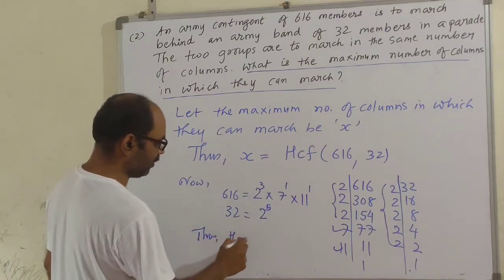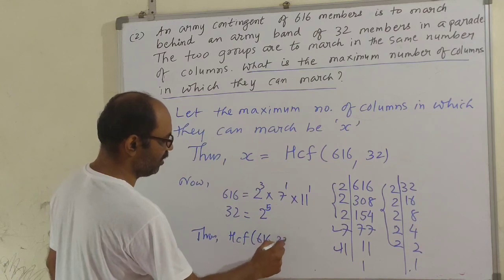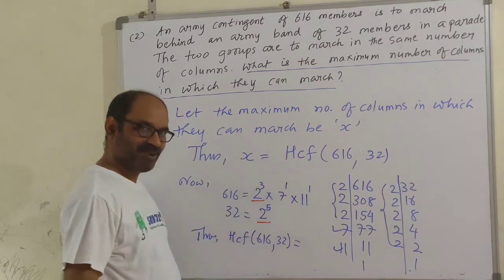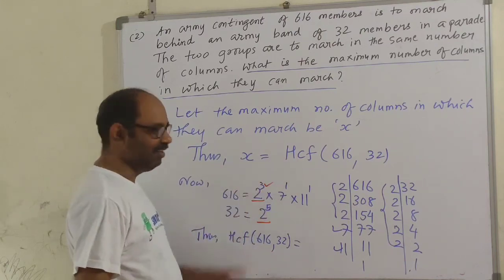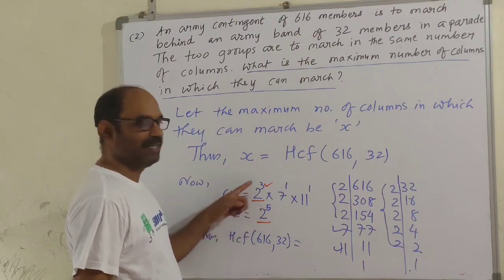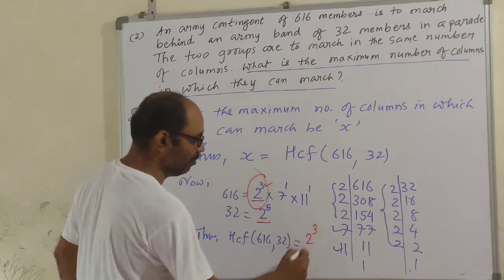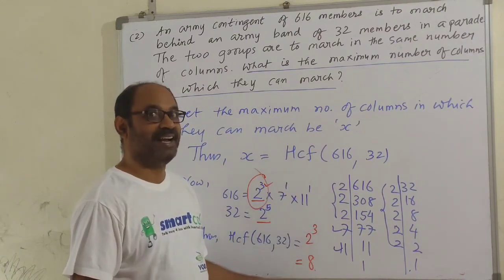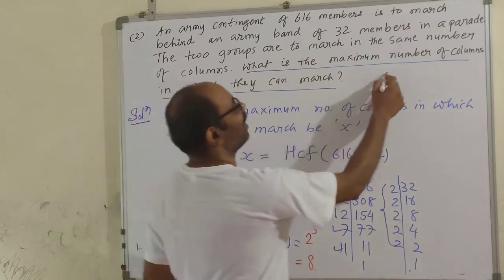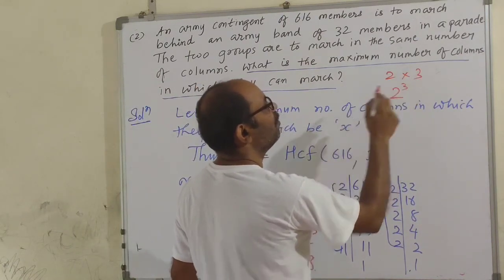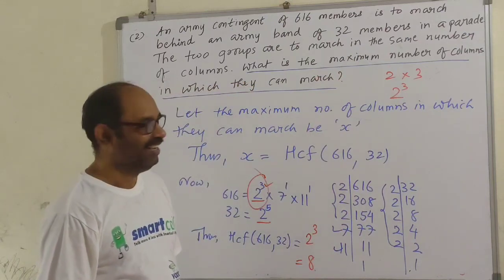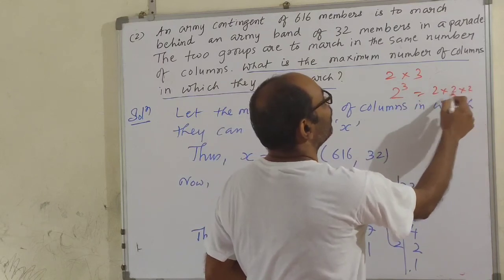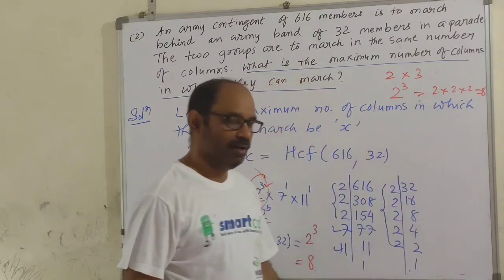Thus, HCF of 616 and 32 is equal to, power with base 2 is common. The lower index is 3, and here the index is 5. The lower one is 3. So this power is chosen, 2 cube, and that is equal to 2 into 2 into 2. Sometimes children make a mistake: 2 multiplied by 3, 6, they write. 2 multiplied by 3 and 2 cube are different stories. This is 2 3s are 6. This is 2 into 2 into 2, that is 2 2s are 4, 2 4s are 8. I hope you got that.